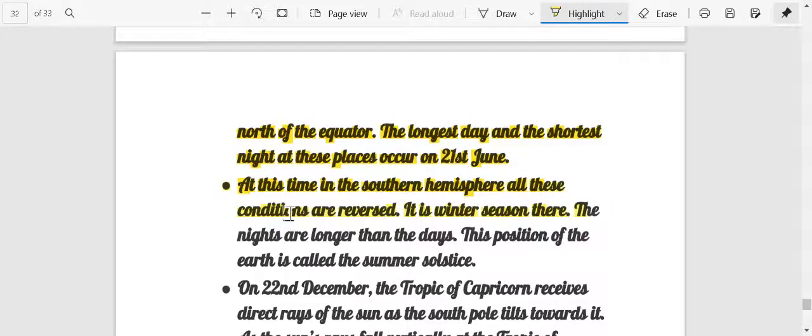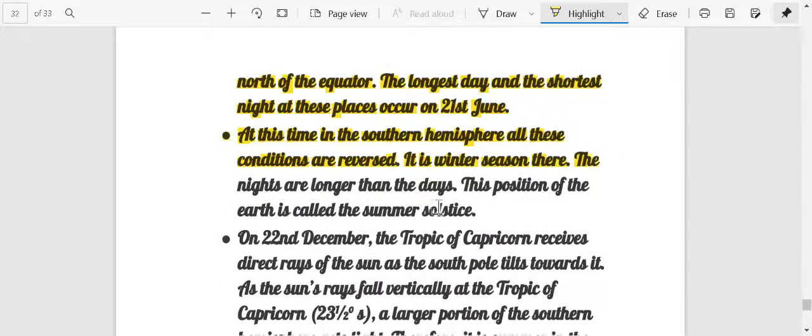At this time in the southern hemisphere, all these conditions are reversed. In the winter season there, the nights are longer than days. The position of the Earth is called summer solstice.